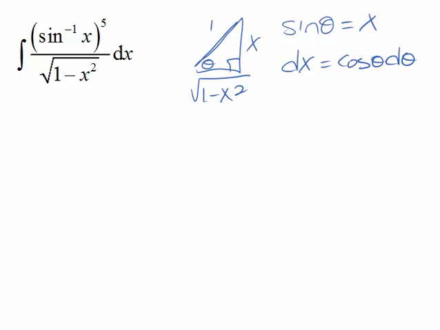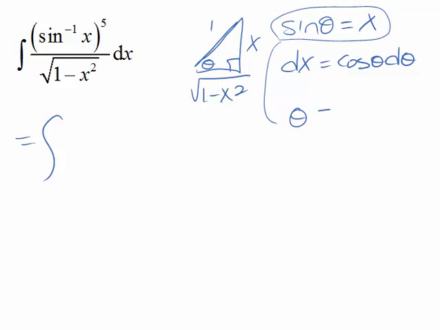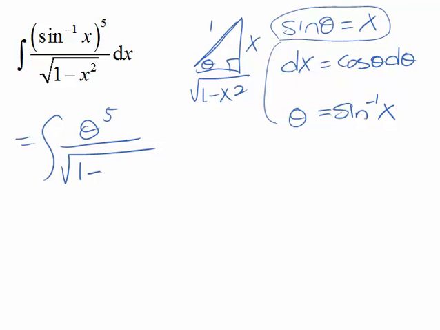Now, as I go to do this substitution, here I have the inverse sine of x. So right here is where I can take the sine of both sides, and I would have theta equals sine inverse of x. So I can replace the numerator, the stuff in the parentheses, with the theta. So that's going to be theta to the fifth over square root of 1 minus, our x was sine theta, so sine squared theta, and then our dx is cosine theta d theta.